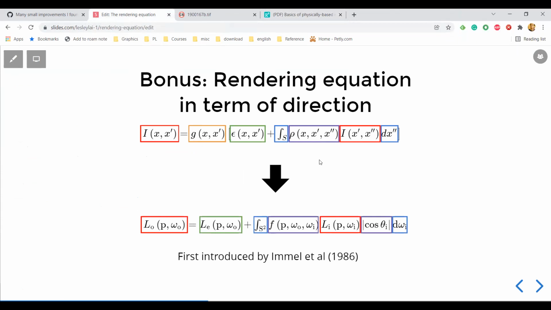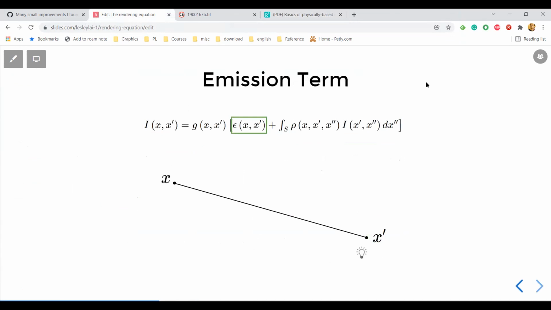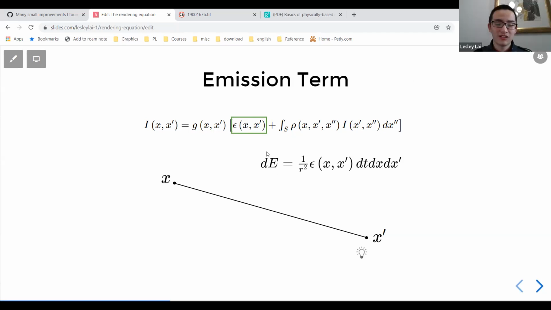Yeah, I had one. Can you go back to the original rendering equation? What's the definition of that epsilon again? Right. But it has an epsilon in there again. So is that like recursive? No, this is not the epsilon definition. This is the energy contributed by the emission term. Right. Okay. So what is epsilon then?